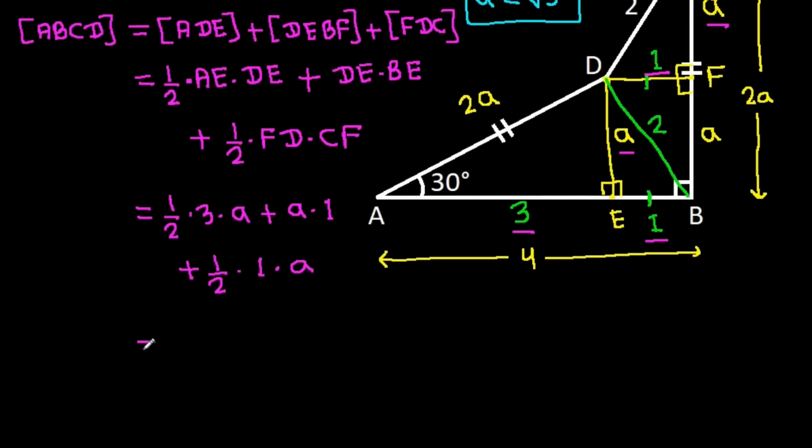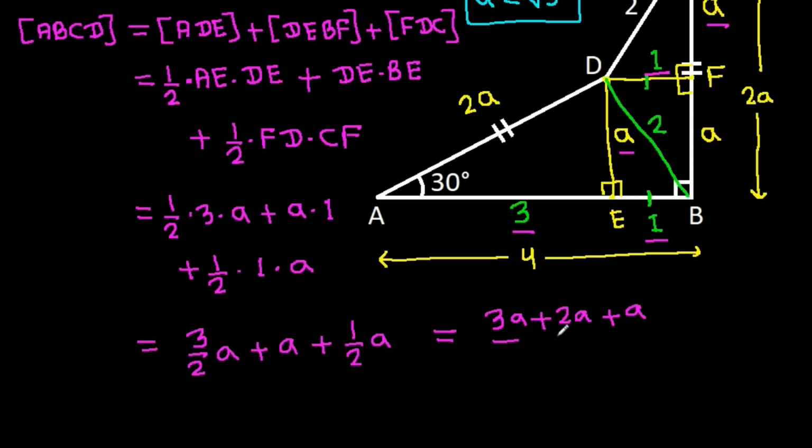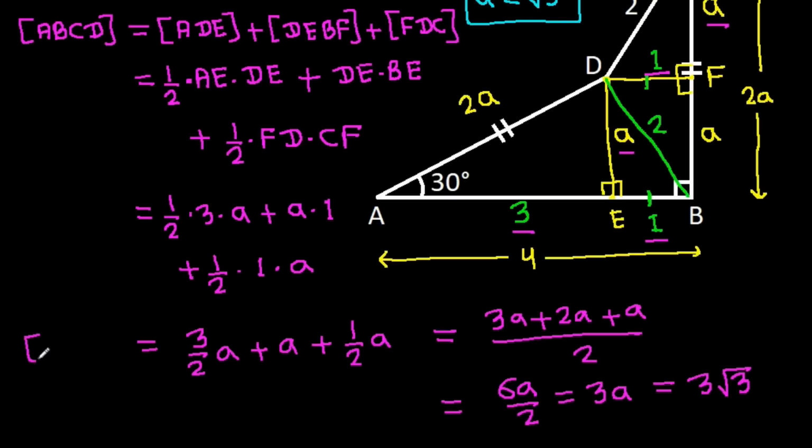And it is 3 by 2 a plus a plus a by 2, and it is 6a by 2, that will be 3a, and it is 3 times a, which is square root of 3. So area of ABCD is 3 times square root of 3.